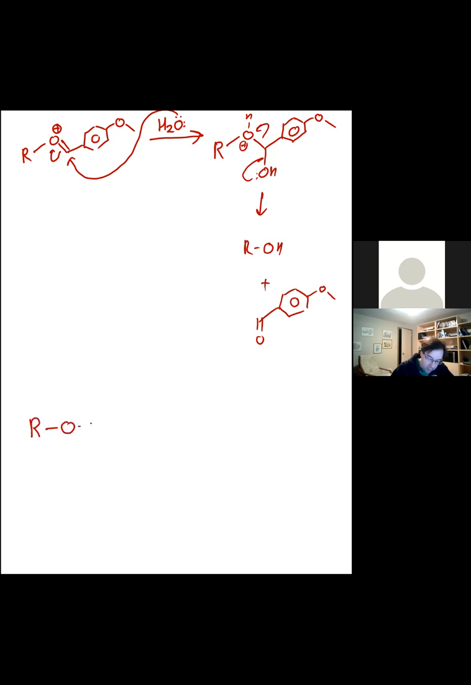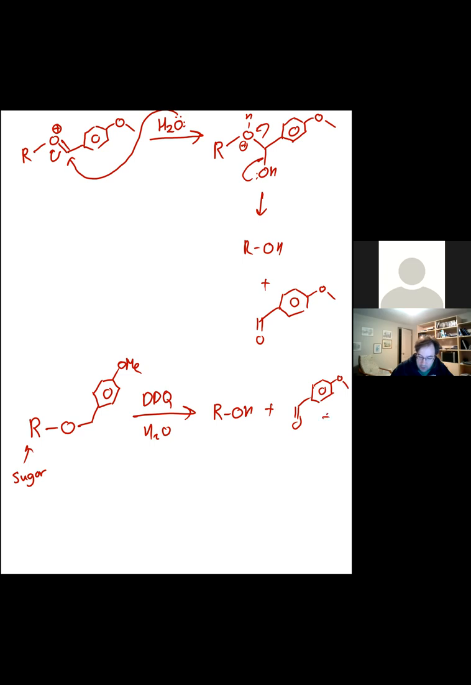So overall, what happened here was we took ROH, RO, treated that with DDQ and water, and we got ROH, where R is the restless sugar, plus this aldehyde, plus we took DDQ and we aromatized it from this unnatural hydroquinone to a diphenol.